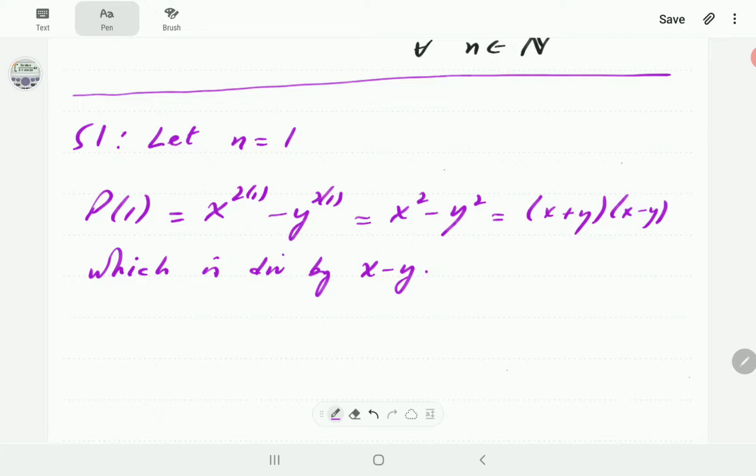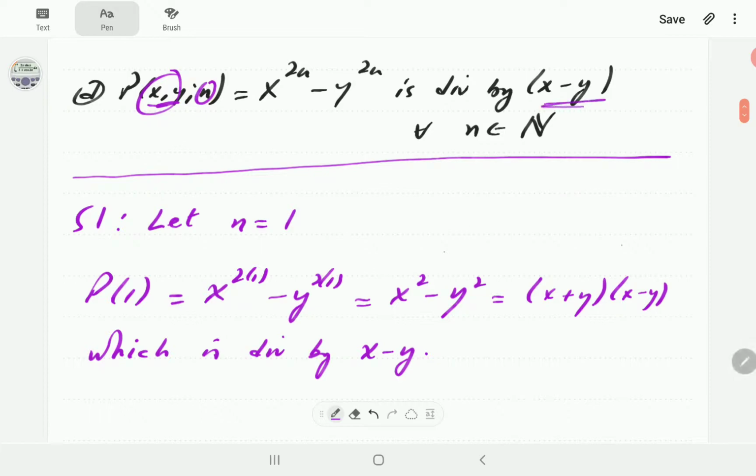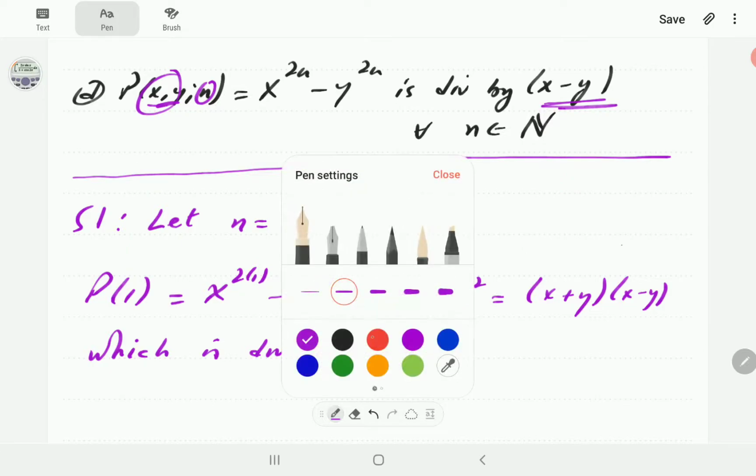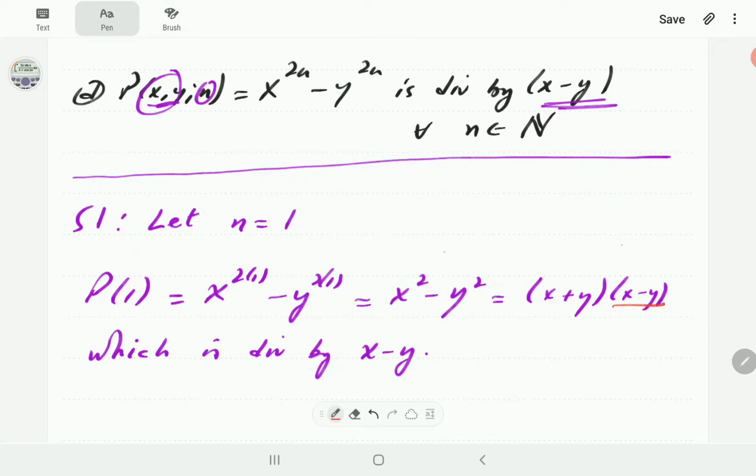By the way, in the context of polynomials, a polynomial is divisible by whatever factor, x minus y in this case, if the polynomial can be written as that factor times another polynomial. So this would be our quotient, if you like. So this polynomial divided by x minus y is going to give us x plus y.